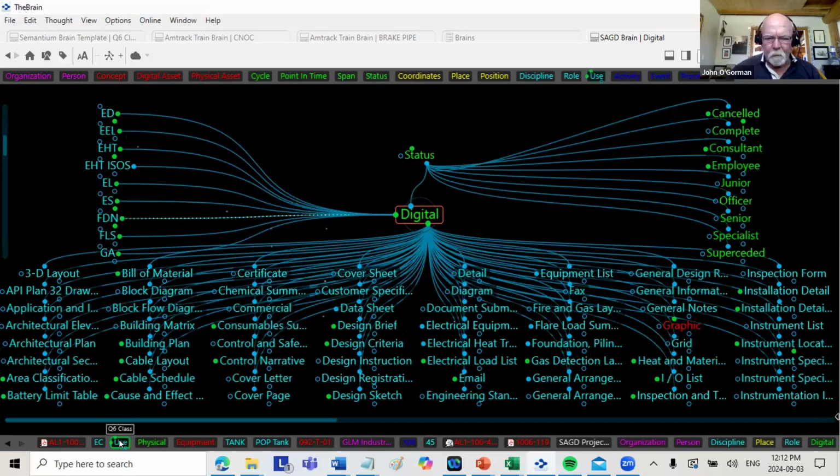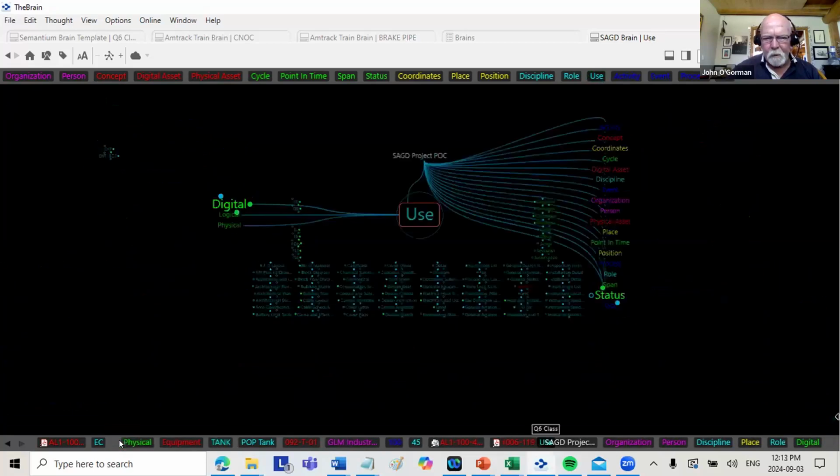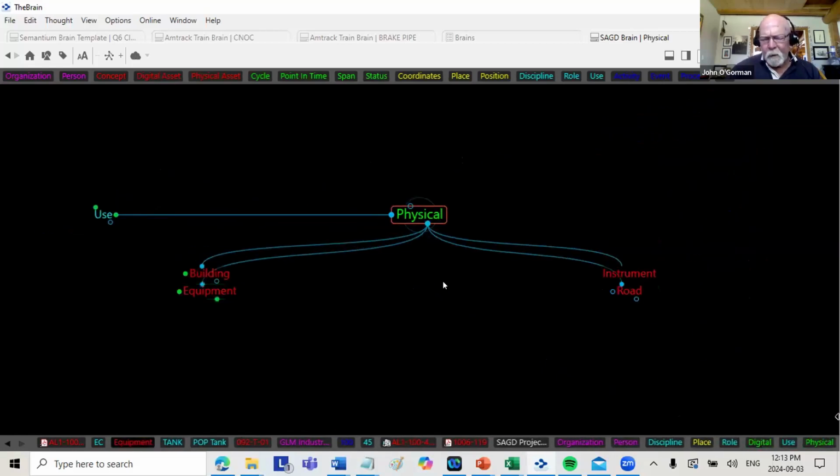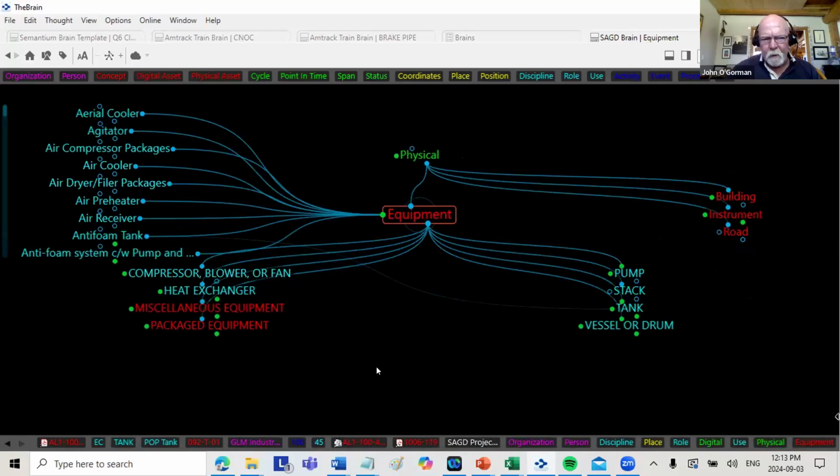Then we have use, and we have these organized by 3 categories. So this is status value: digital, logical, and physical. And we're going to go to physical. You can also organize them by subcategories; these are concepts: building, equipment, instrument, and road. We're going to expand the equipment a little bit.